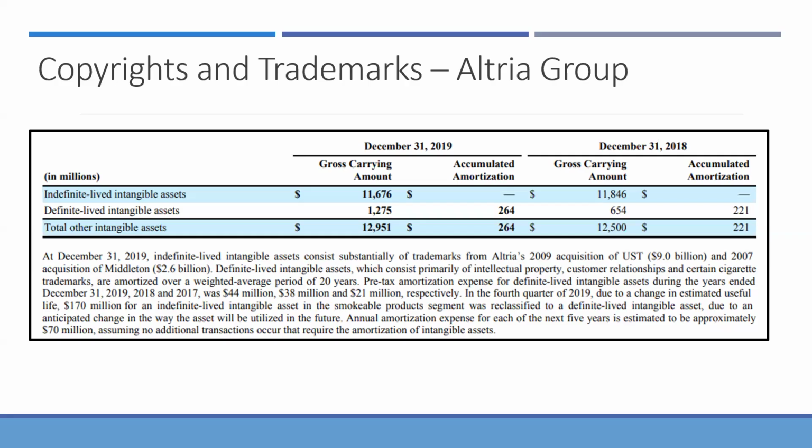Due to essentially changing consumer preferences related to cigarettes, and also an anticipated change in the way the asset will be utilized in the future, they transferred a number of indefinite-lived assets to definite-lived and started amortizing them. So they expected that they will only use some of these for an additional 20 years or an additional 5 years, and they started taking amortization expense on the trademark.